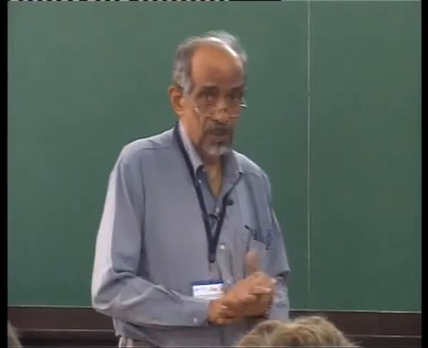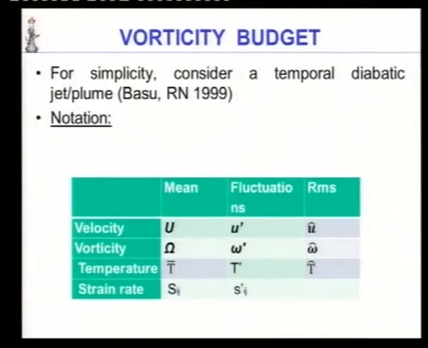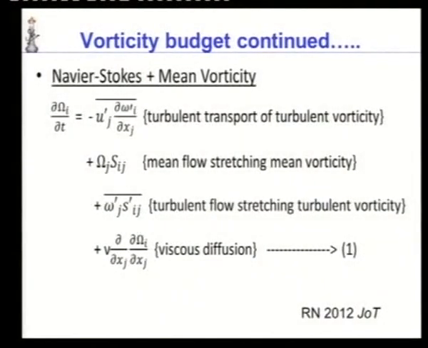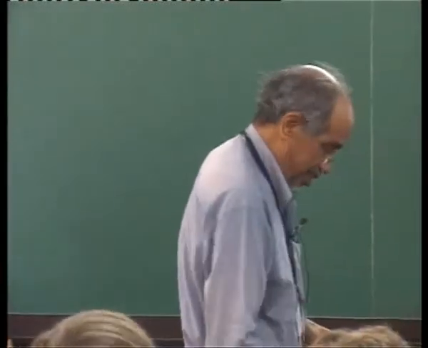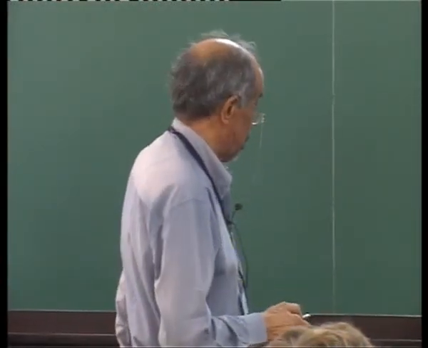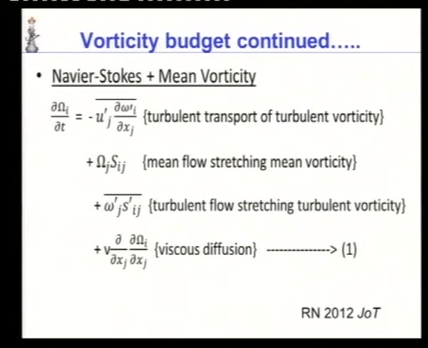I just wanted to argue about the vorticity budget. Last point I want to make. Here is how the mean vorticity changes. Okay, so basically I think it helps to look at the vorticity budget. Here is what it is for the mean vorticity. Capital omega is the mean vorticity. These primes are fluctuating vortices, turbulent transport of turbulent vorticity, etc.